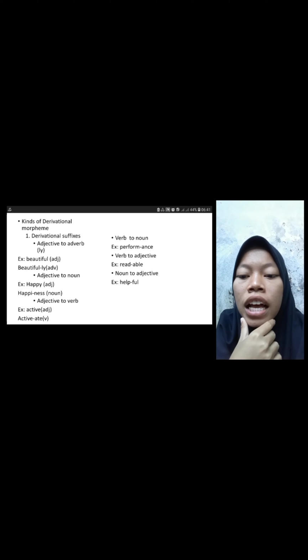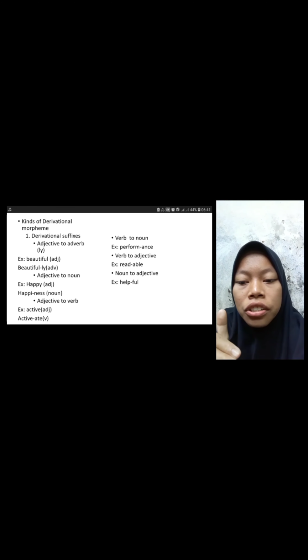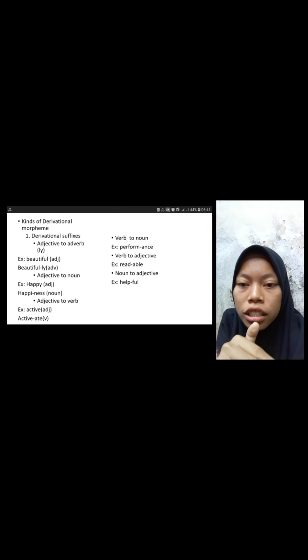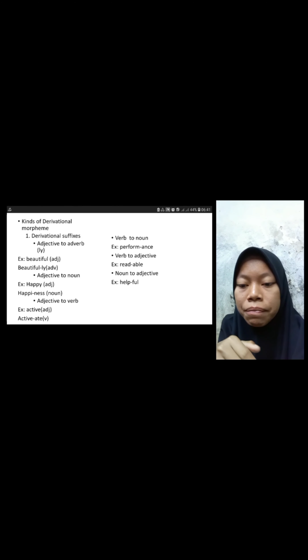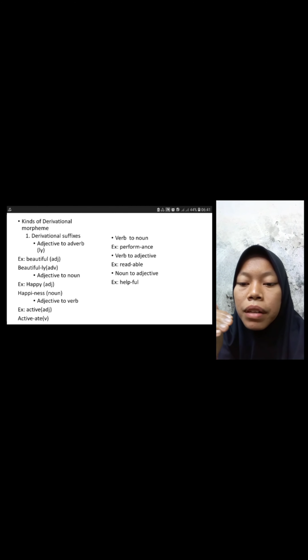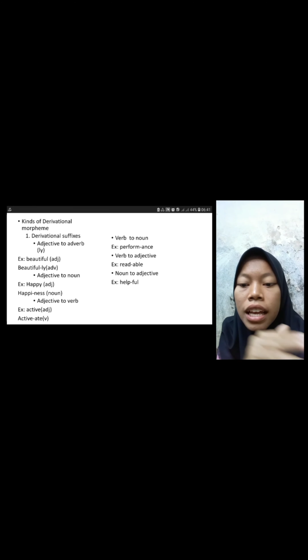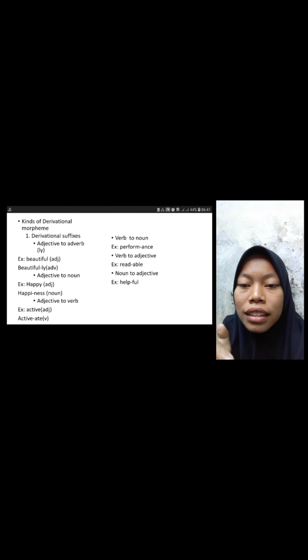And the next is adjective to noun. That is the suffix that changes the adjective to noun. Example: happy to happiness. Happy is an adjective, but with the suffix ness it becomes happiness, a noun. And the next is adjective to verb. That is the suffix that changes from adjective to verb. Example: active becomes activate, that is a verb.